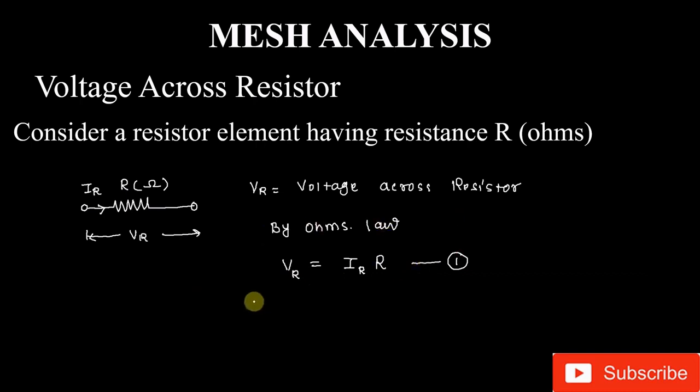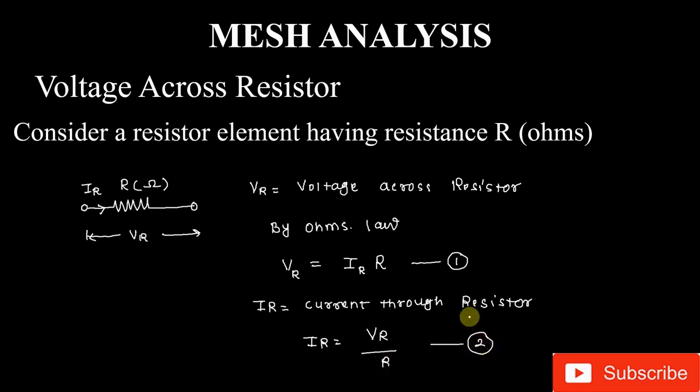Similarly, we can find IR. What is IR? IR is the current flowing through the resistor. So by using equation 1, I can easily find IR equal to the ratio of voltage to resistance. So it's very simple. When we have to find the voltage across a resistor, it is simply found by this equation where VR is equal to IR into R. In that way we find the voltage across the resistor.